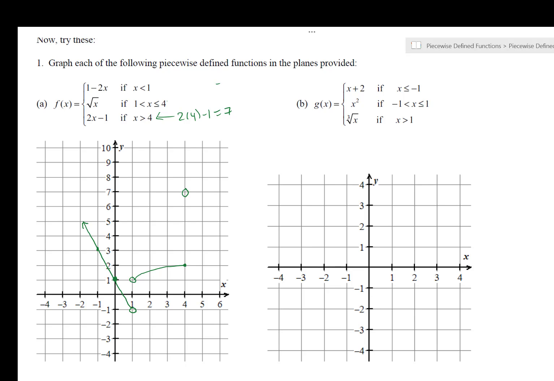That's a line with slope 2. Move over 1, up 2, get another dot. We could draw that line forever. So there you go. There's the graph of f of x in this case.